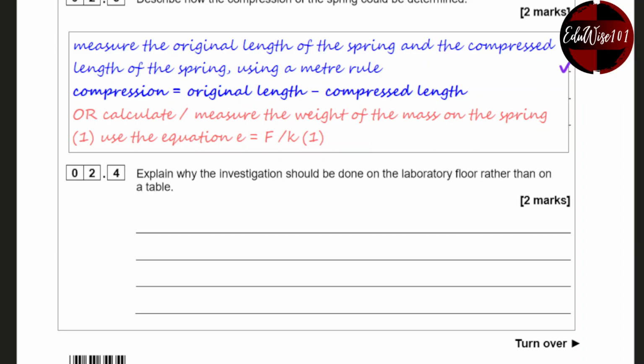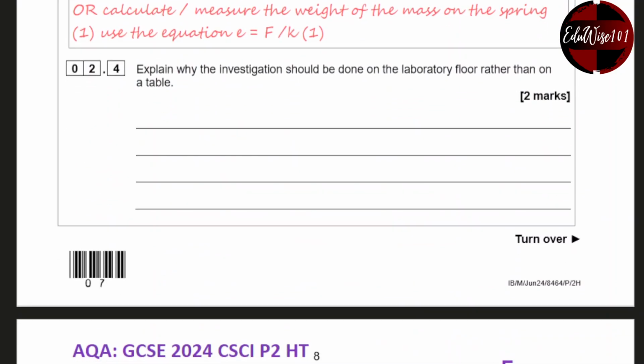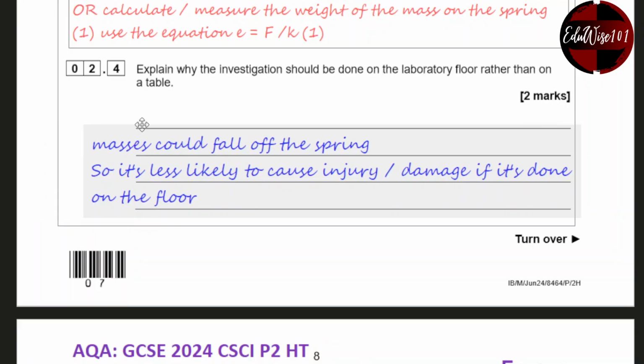Explain why the investigation should be done on the laboratory floor rather than on a table. For simple safety reasons, because the masses that they seem to be using are large masses. So if it's done on the lab floor, it'll be safer. If it's done on the table, it could roll off and fall and you could hurt yourself. So that should be okay to actually state.